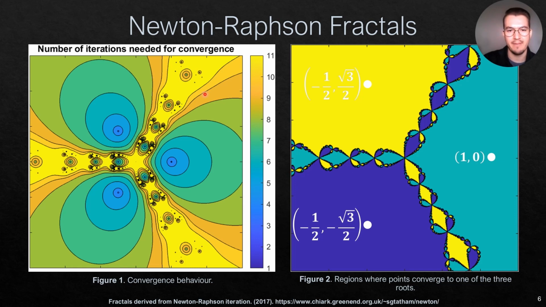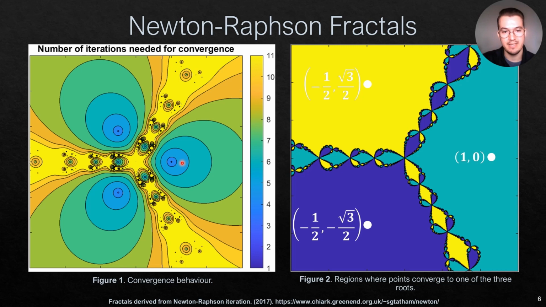So, for example, I'm showing you here two figures, 1 and 2. In figure 1, I'm revealing the regions where roots are found quickly, or better said, the convergence behavior. For example, rapid convergence in specific areas corresponds to darker or blue contour lines, indicating well-behaved roots, which are found in this place.